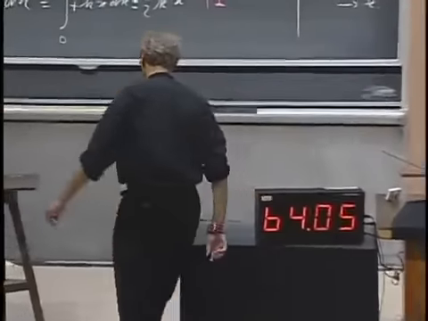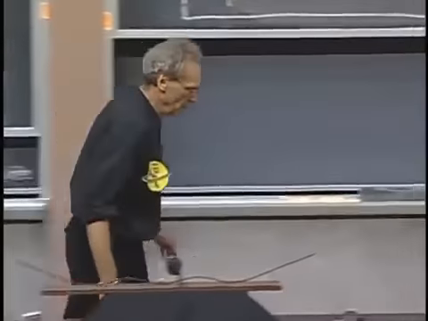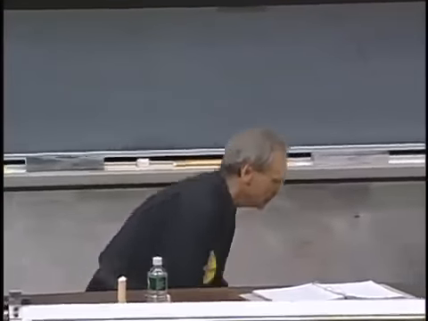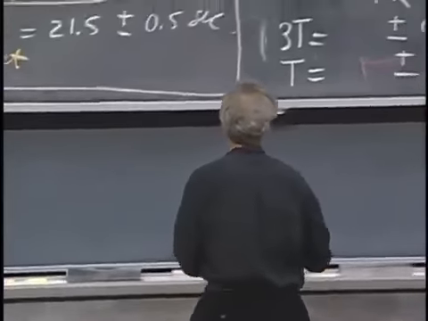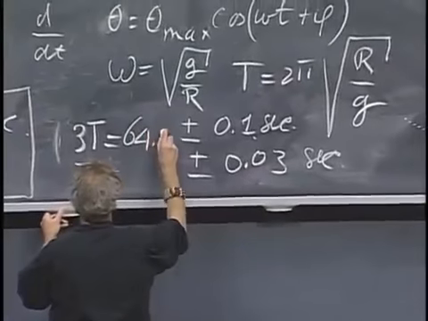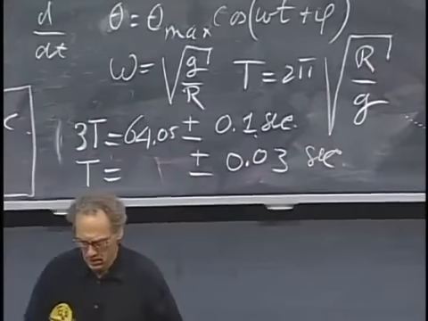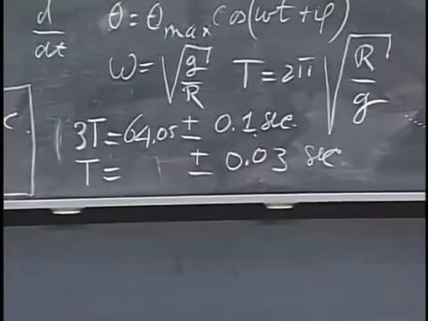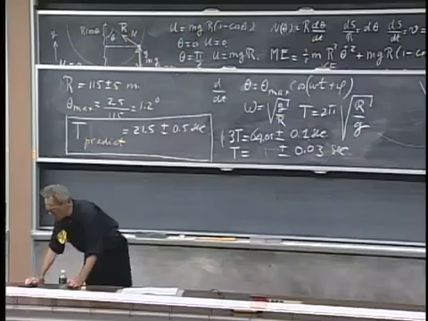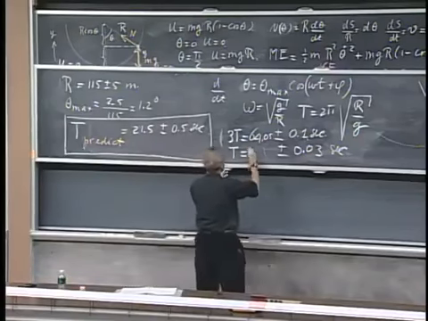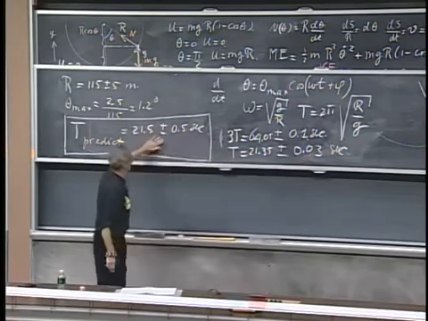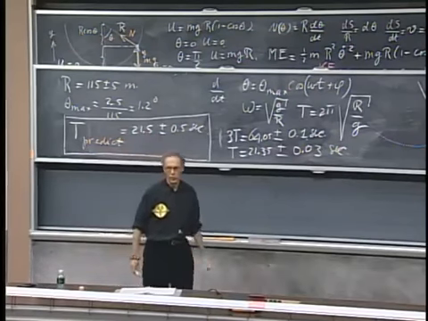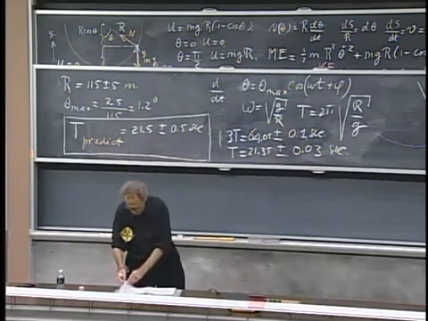Point 05. Let me turn this off. So 3t equals 64.05. I divide that by 3. That is 21.35 plus or minus 0.03. It's exactly in agreement with the prediction, with the uncertainty of the prediction.